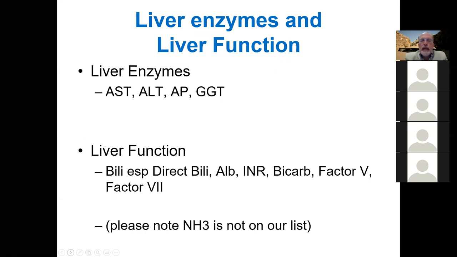Liver enzymes is AST, ALT, alkaline phosphatase, and GGT. All of your liver panels should include a GGT. Liver function. Total bilirubin is good, but direct bilirubin is better. So if you've got a liver patient in the hospital, please fractionate the bilirubin. And when we discuss this or you discuss it among yourselves, be tracking that direct bilirubin and total bilirubin. Albumin is good. INR is okay.